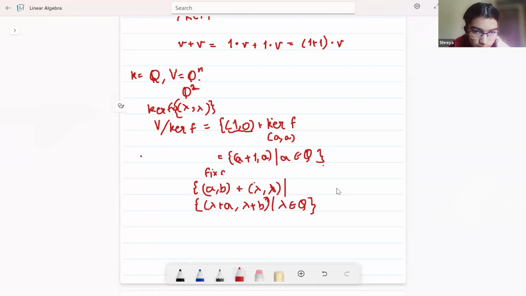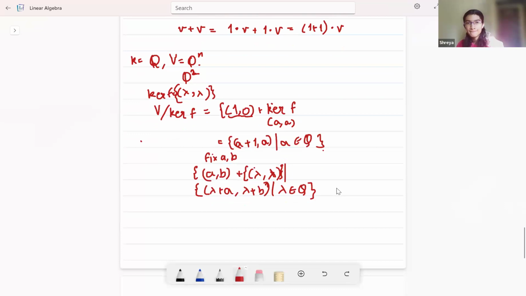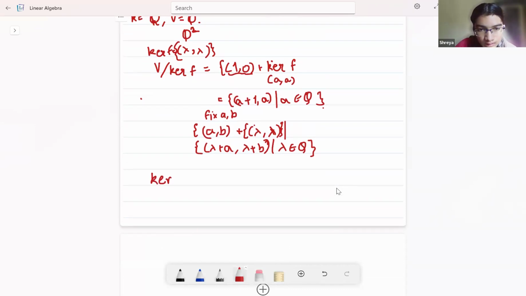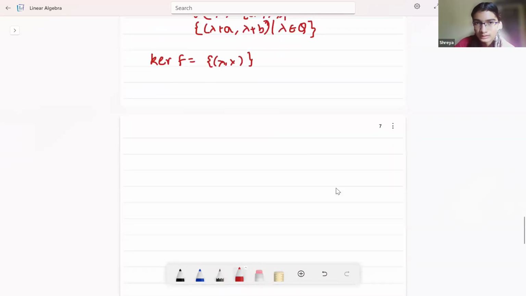Of course, first we fix a and b. Then we take this tuple and add it to this whole set. So in general it would look something like this. Now, if you are given that the kernel is equal to this set, lambda, then you want to construct such a homomorphism.